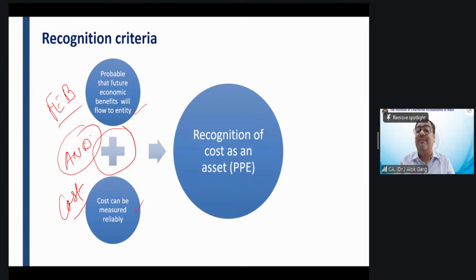The company will not be able to use the machine for the purpose of business, right? So the company is not expecting the benefit which is economically viable. Okay, great. So we understood the meaning of future economic benefit also. Future economic benefit should be probable and cost can be measured reliably. If these two conditions are satisfied, then it has to be recognized as property, plant and equipment.